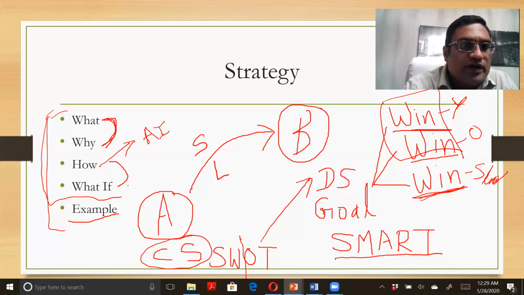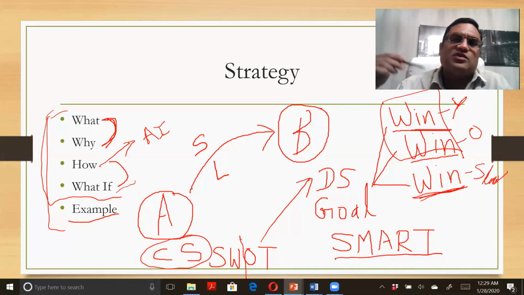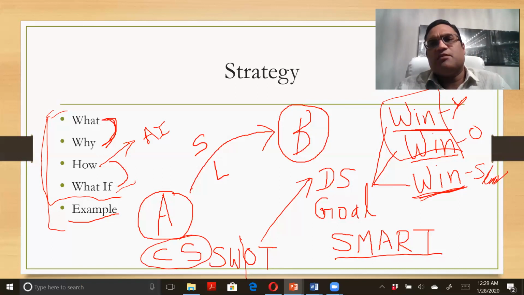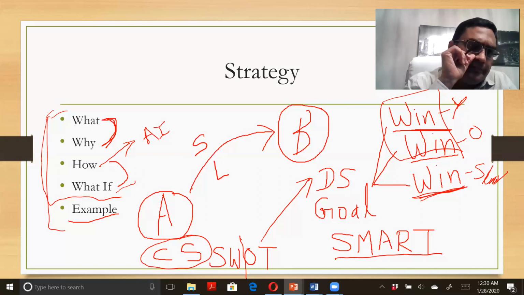And then there are these what if people. What if people are the ones that want to know, what if this doesn't happen? Some people call them pessimistic or negative people. They're always like, what if this happens? What if that happens? So these people are also good to have around if you want to find out exceptions to what's going on. So all these are useful.